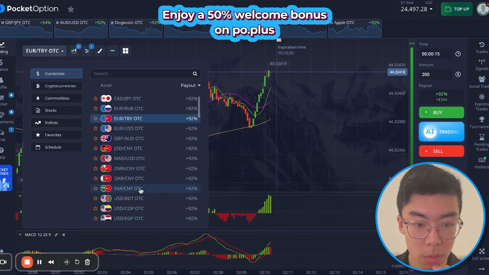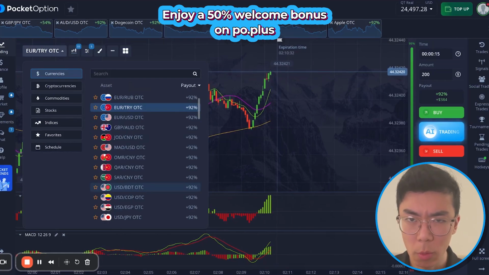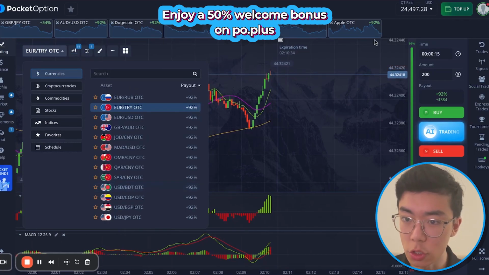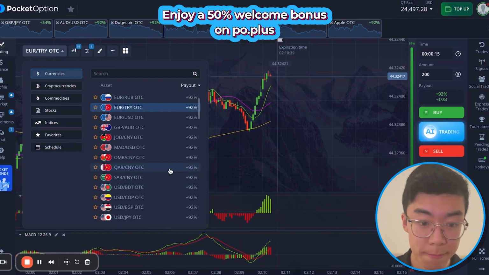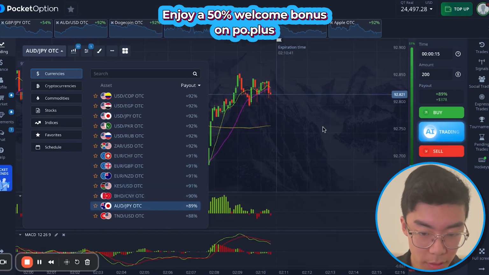And now let's try a few more trades. Maybe one more trade, just to get to $25,000, which would be around a $1,500 profit for today. So let's go to this one right here.